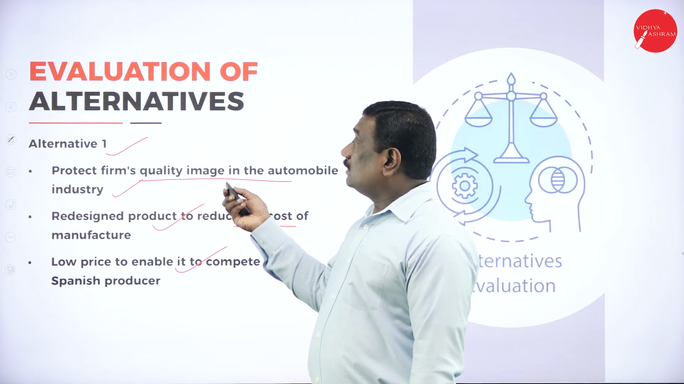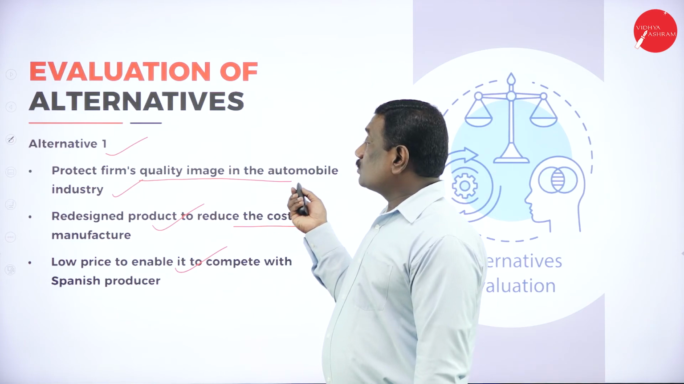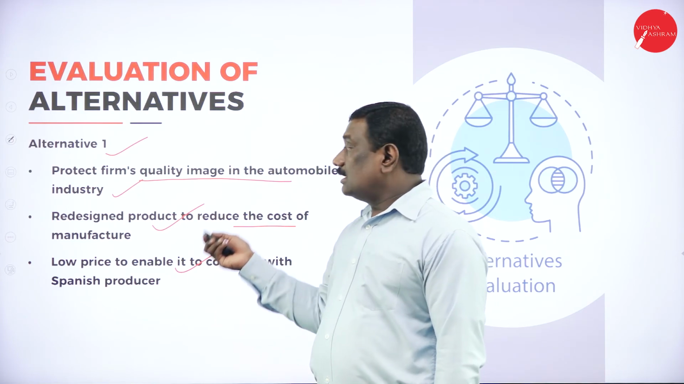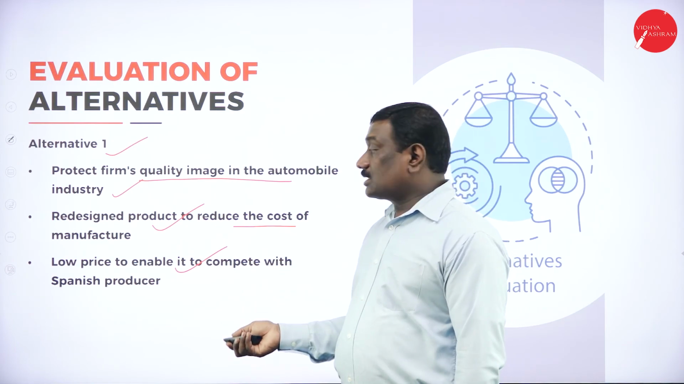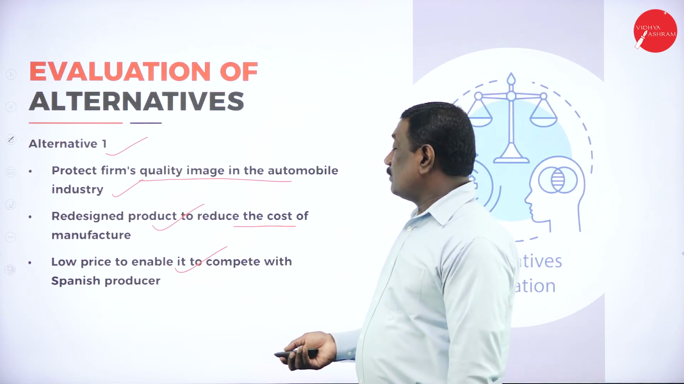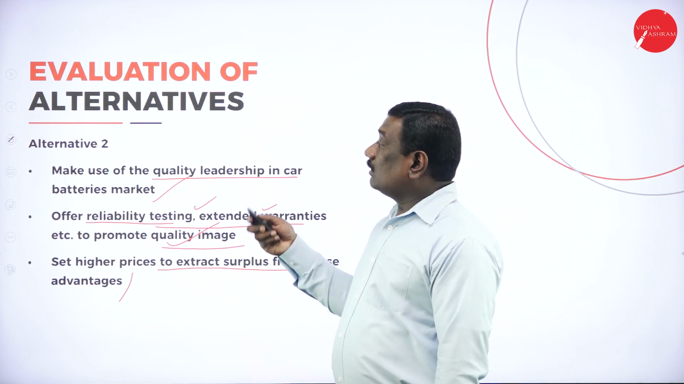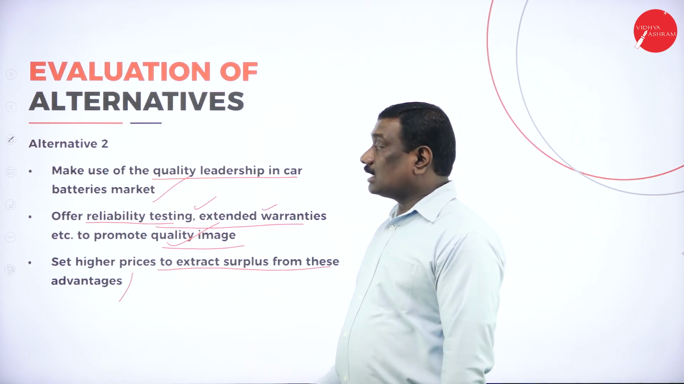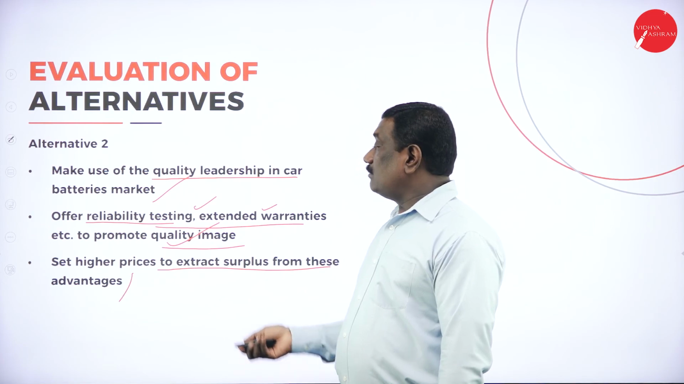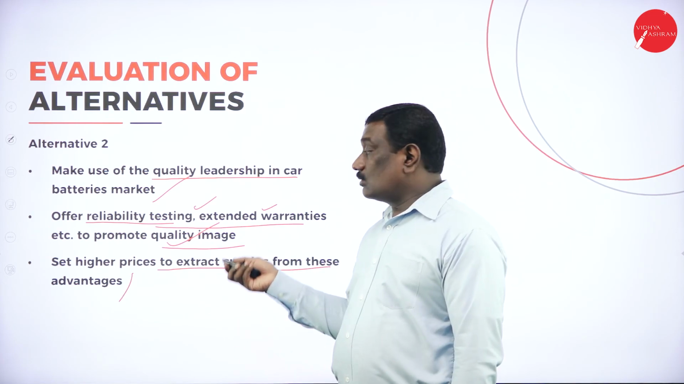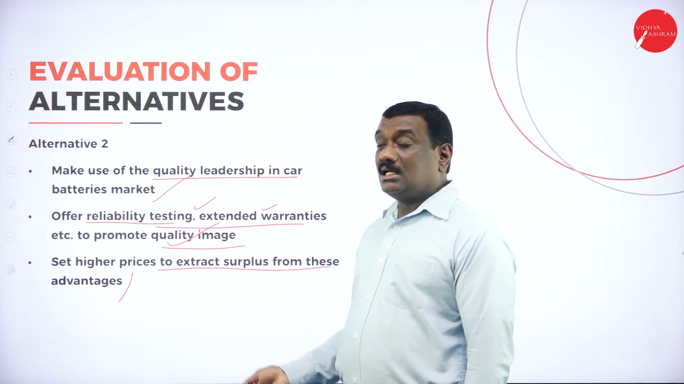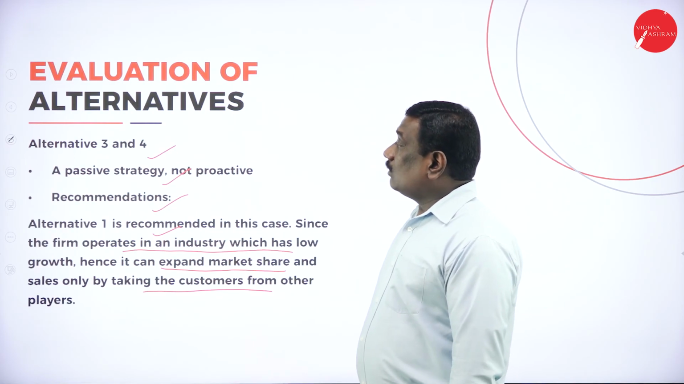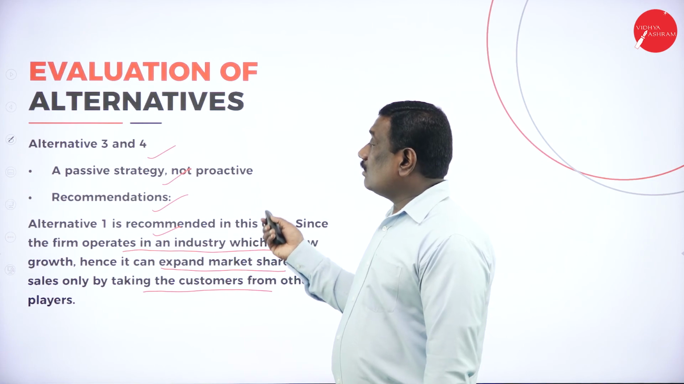In alternative 1, protect the firm's quality image in the automobile industry. Secondly, redesign the product to reduce the cost of manufacture and lower the price to enable it to compete with the Spanish producer. In the next alternative, make use of the quality leadership in the car batteries market, offer reliability testing and extended warranties to promote your quality image, then set higher prices to extract surplus from this advantage. Alternatives 3 and 4 are passive strategies, not proactive.